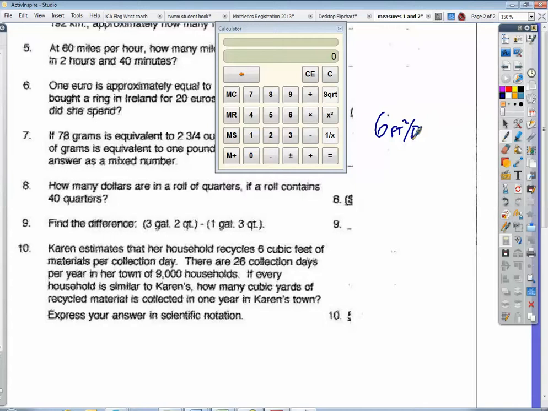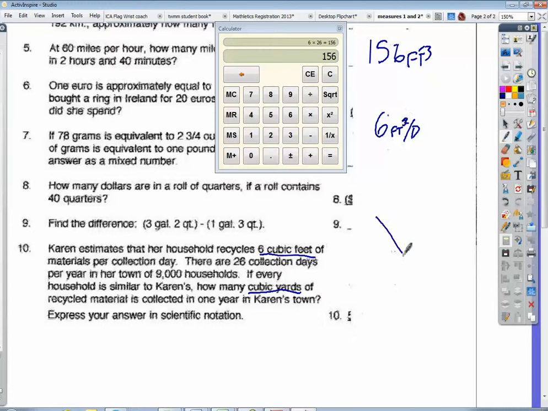All right, so the first thing I'm going to do is figure out how much she recycles, and I'm going to make sure it's in yards, because we start with cubic feet, right? And then I'm going to extrapolate that to the 9,000 households. So if I have 6 cubic feet and I recycle that much 26 times per year, that's 156 cubic feet. But how many cubic feet are in a cubic yard?